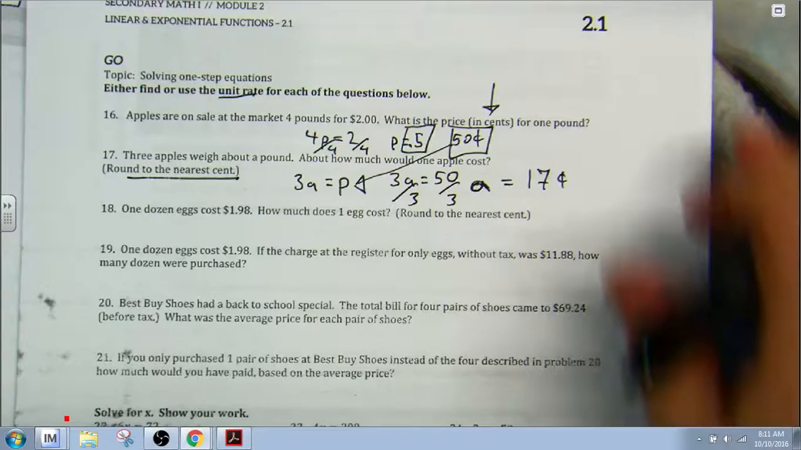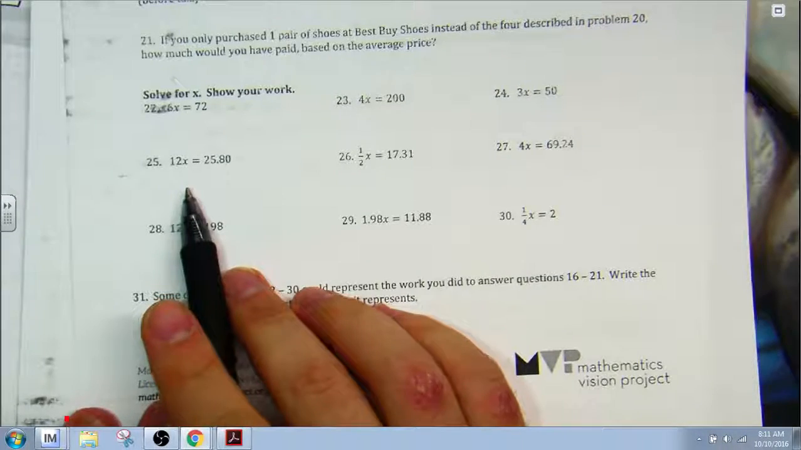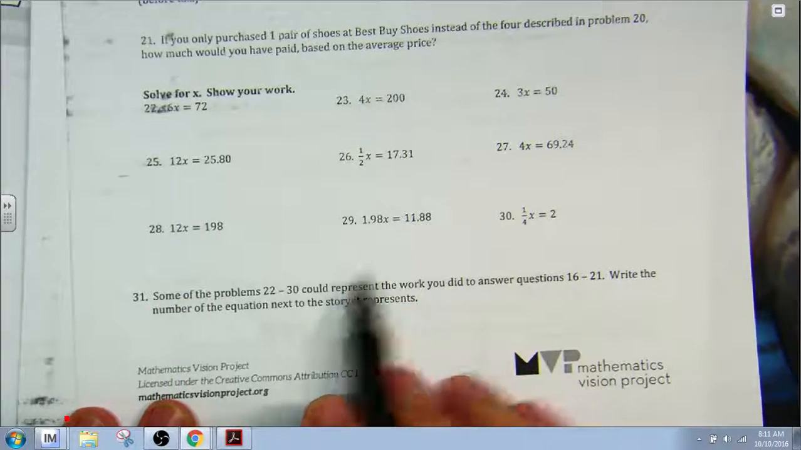When we scroll down a little bit to this section here, we see that we're just working with numbers. So we're just going to be dividing or multiplying as the case may be. Make sure you're using your calculator to check your work.